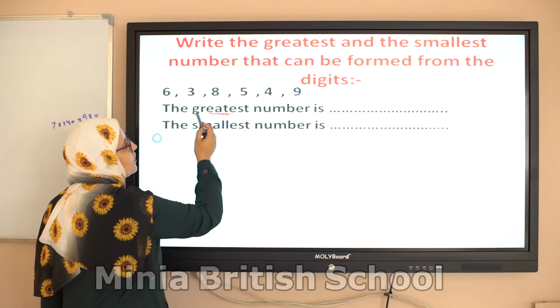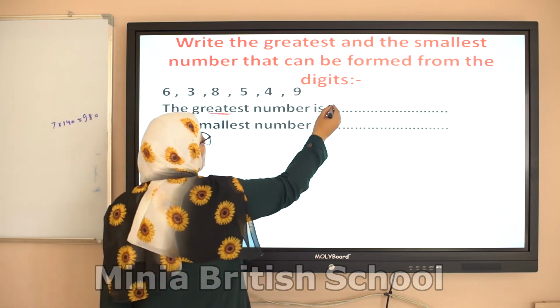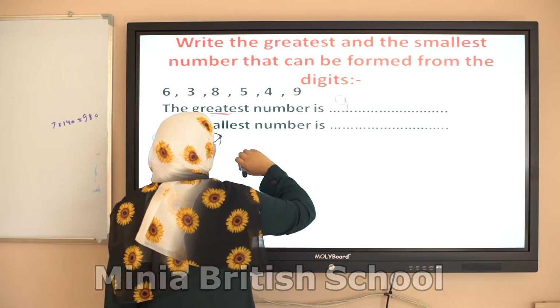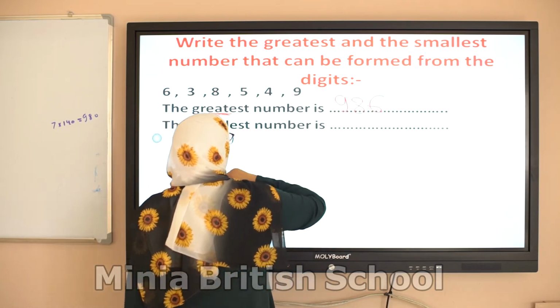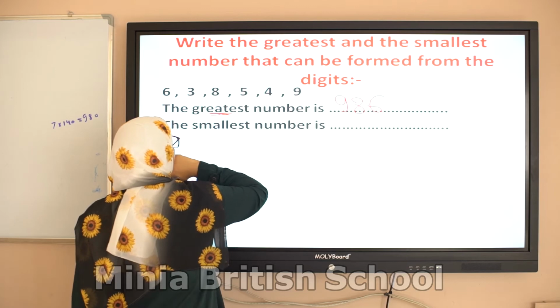What is the greatest digit here? 9. So I will write 9 first. Then what? 8. Then what? 6. Then what? 5.